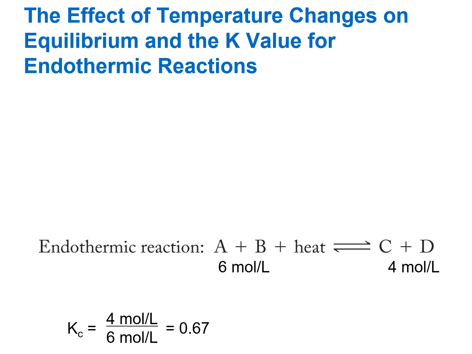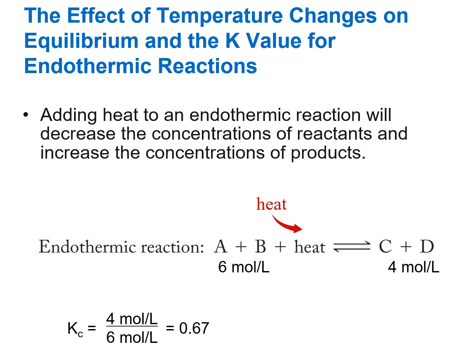Now, what happens if we add some of this heat in here? Well, we know that adding heat to an endothermic reaction is going to decrease the concentration of the reactants, and it's going to increase the concentration of the products because this reaction is now being driven to the right. It is favoring the production of the products. So what we'll see is a loss of our reactants because they're being converted to products. So we'll see that gain in our products.